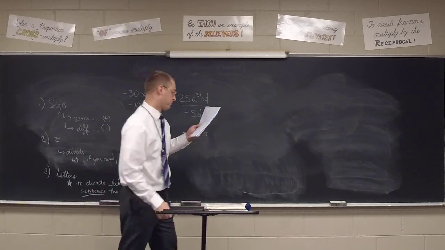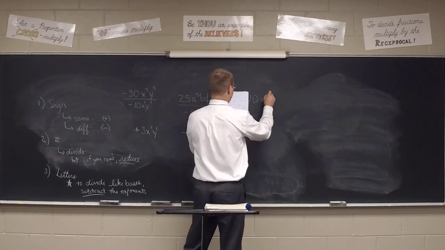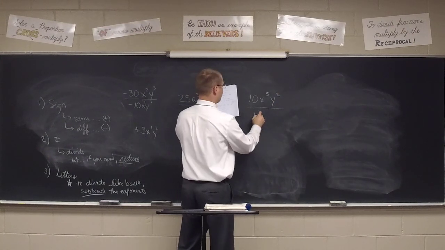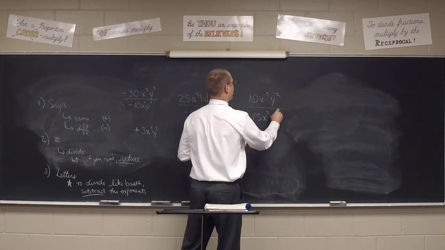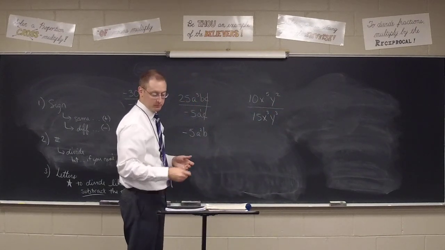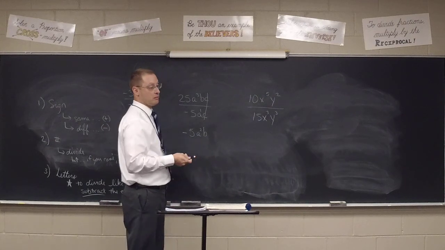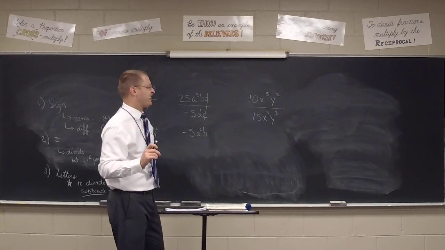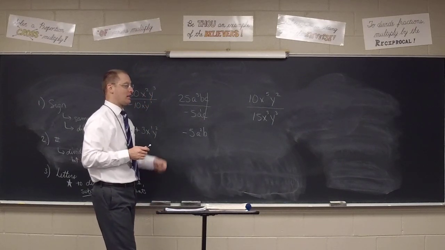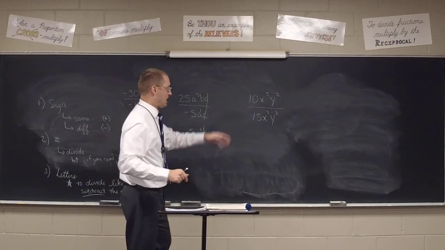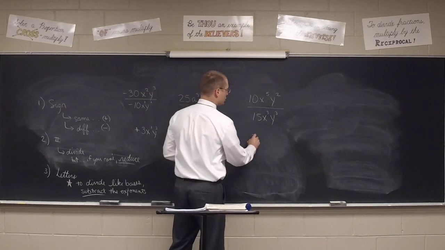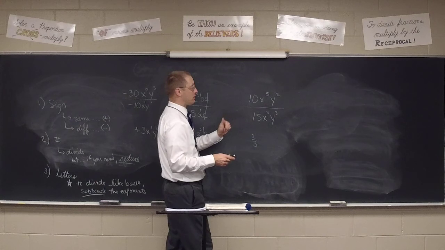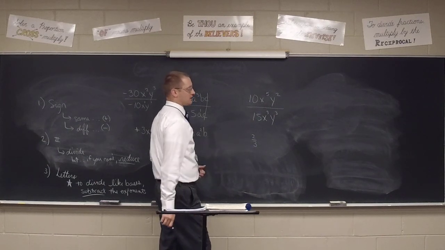Write this one down. 10 x to the 5th y squared over 15 x cubed y cubed. Sign. Positive, which I could leave understood. Number. Is it going to divide, class? No. If you cannot divide, reduce. 10/15 could reduce to 2/3 when you divide a 5 out of both numbers, right? Reducing the fraction.